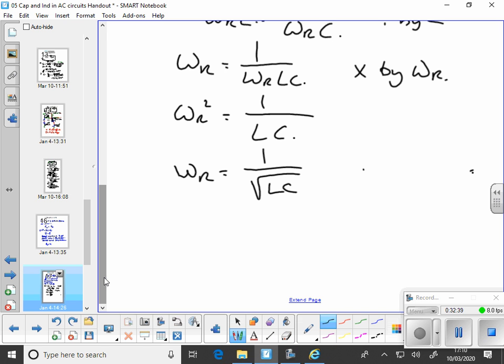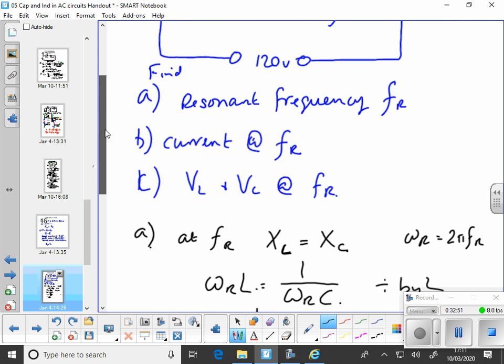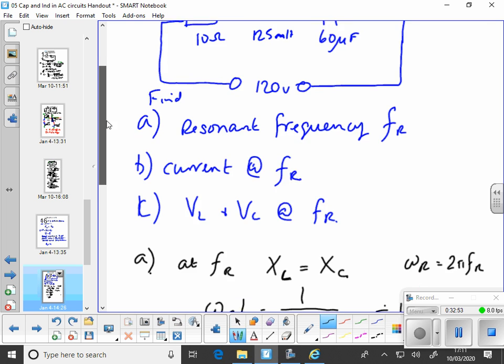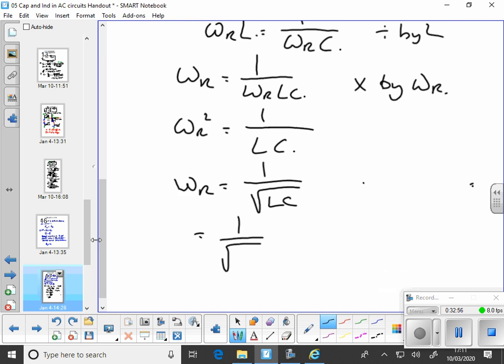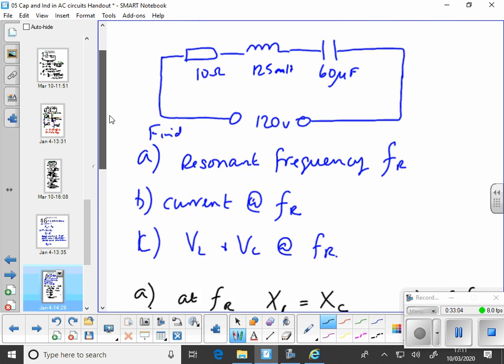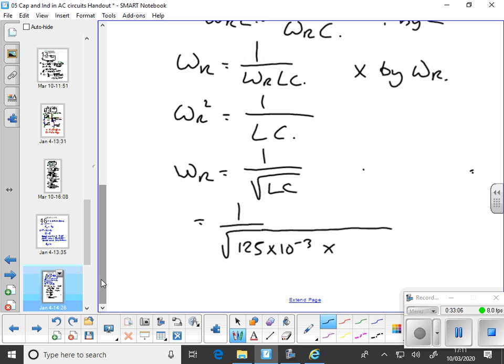Okay. So omega r is equal to 1 over the square root of LC, which is 1 over the square root of, what was L? 125 millihenries. And C is 60 microfarads.